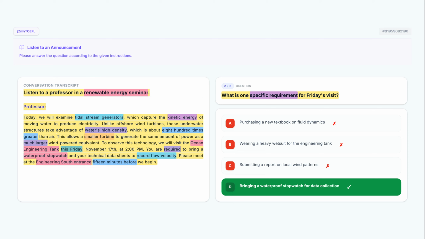To master these tasks, always differentiate between the academic concept and the logistical instructions. Taking quick notes on dates and required items will ensure you don't miss those easy detail points.